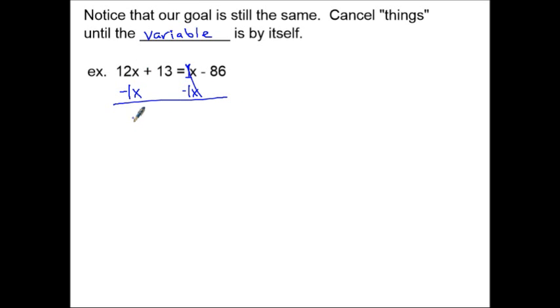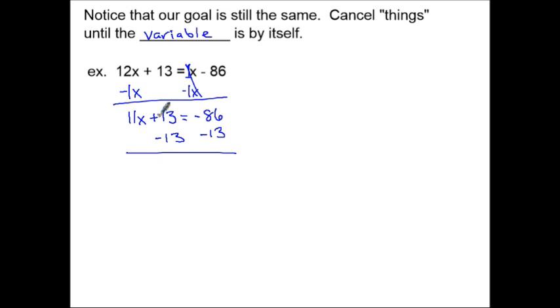12x minus 1x gives me the 11x. Again, I just bring everything down that I didn't just mess with. In this case, a plus 13, an equal sign, and then be careful of this. This minus sign does have to carry through onto the 86. Alright, and at this point, I'm going to subtract the 13.